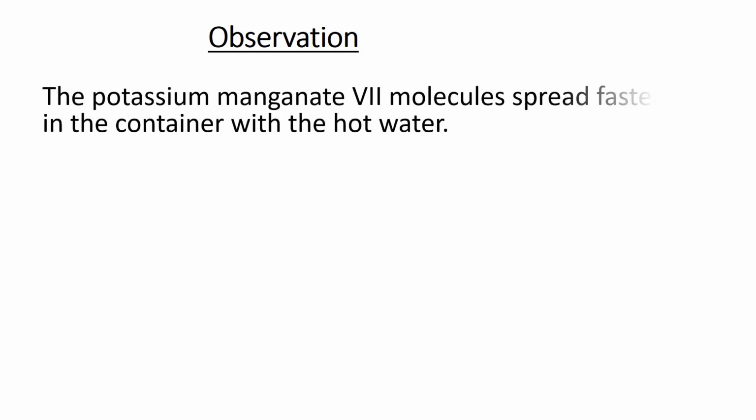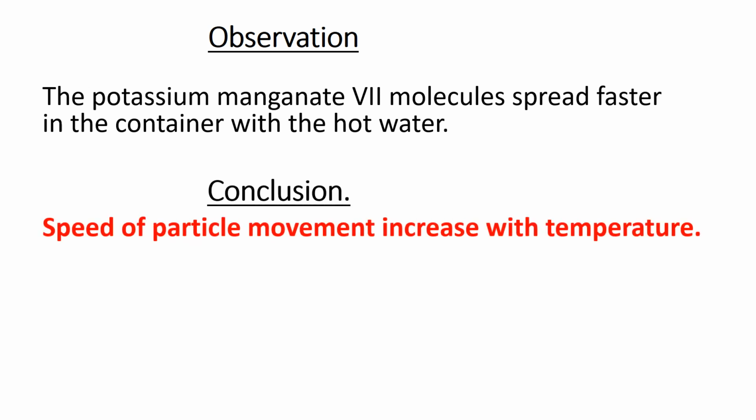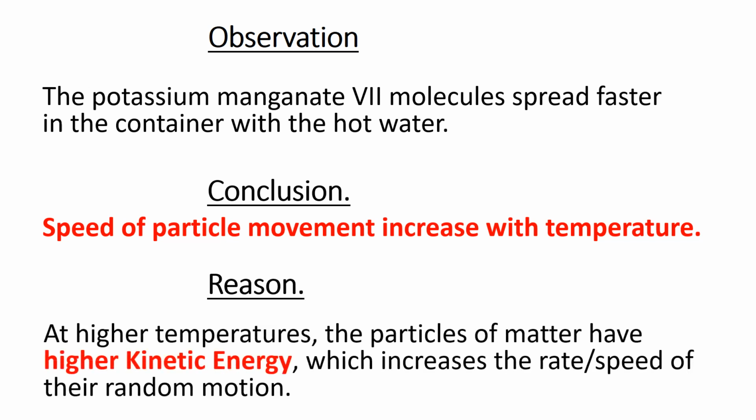Observation. The potassium manganate 7 molecules spread faster in the container with the hot water. Conclusion. The speed of particle movement increases with temperature. Reason. At higher temperatures, the particles of matter have higher kinetic energy, which increases the rate or speed at which the particles move.